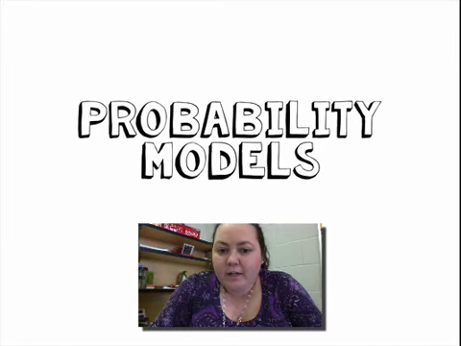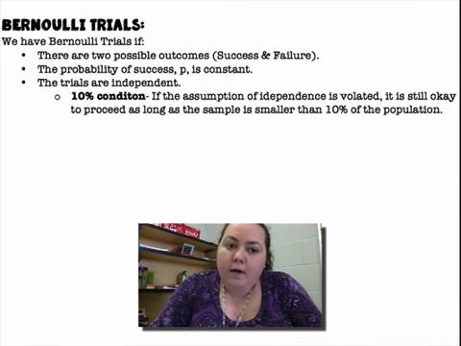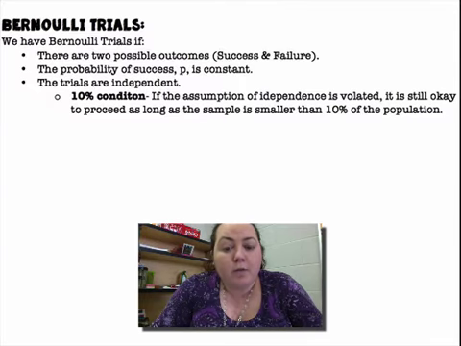Okay, in this video we're going to talk about probability models. So we have Bernoulli trials. We have Bernoulli trials if there are two possible outcomes, a success and a failure. The probability of success, which we're going to call P, is constant, and the trials are independent.